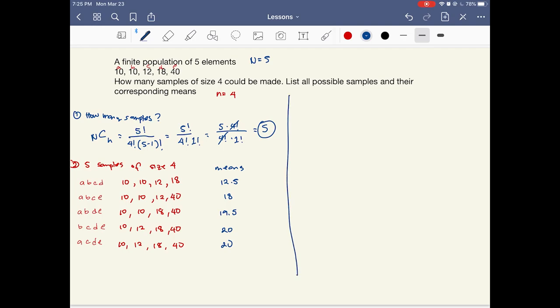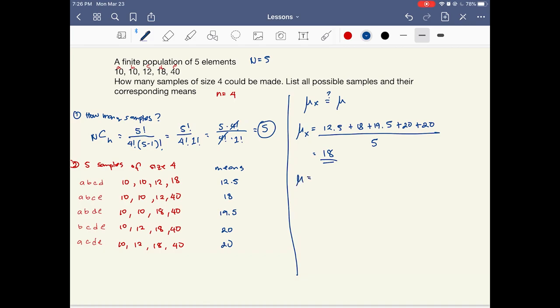Now I want to check if it satisfies the reality that mu x is really equal to mu. How are we going to get mu x? Mu x, you just take all of the means and take the average of it. So in this case, 12.5 plus 18 plus 19.5 plus 20 plus 20, divided by 5. Then we're going to divide it by 5. So the answer is 18.